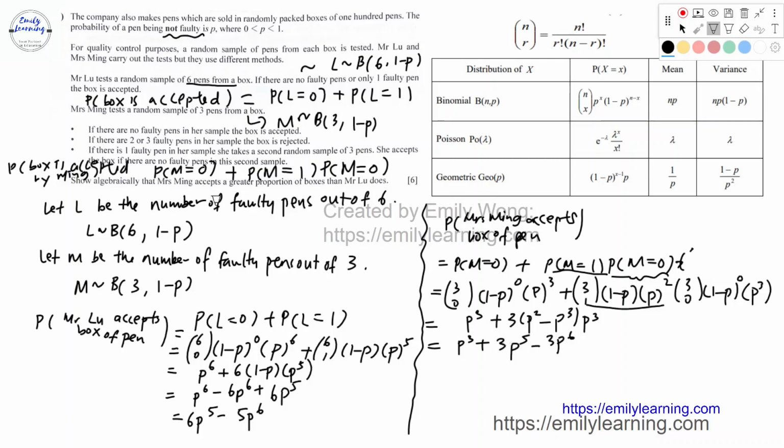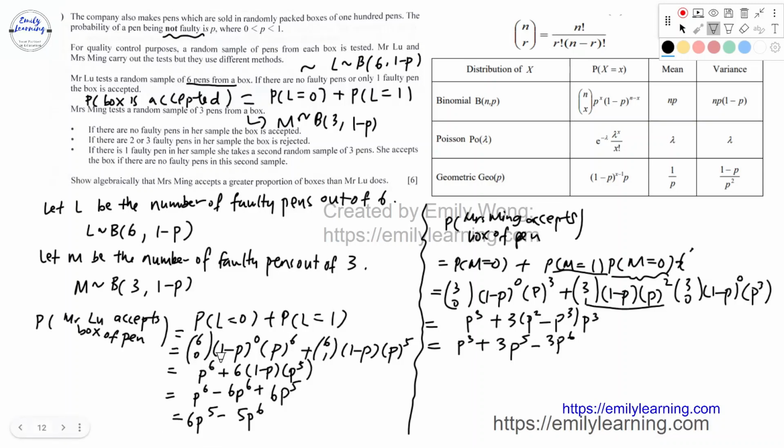So now what do I need to show? I need to show that Mrs. Ming accepts a greater proportion than Mr. Lu. So let me erase this. You need to show that Mrs. Ming accepts a greater proportion of boxes than Mr. Lu. So how do you show it's a greater proportion? Well, you need to show that this value here is bigger than this value here, right?